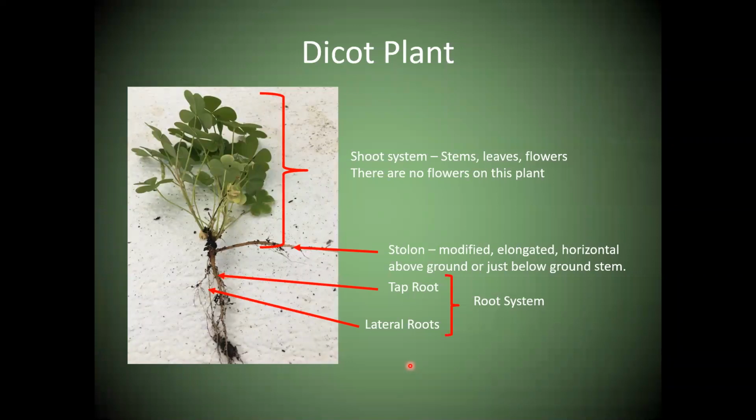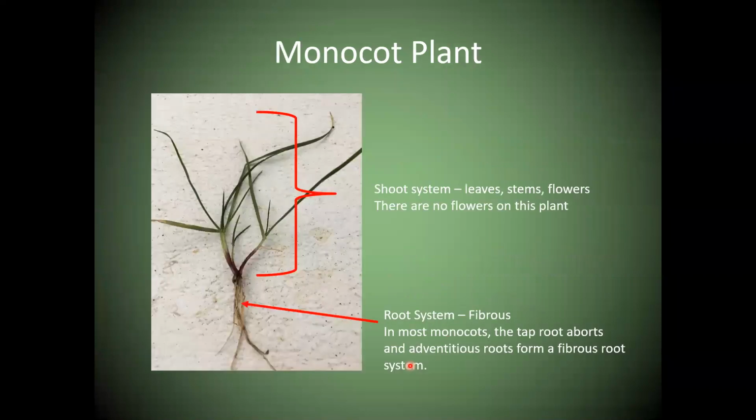And then, of course, remember stolon, those are the parts of the shoot system that could be actually above ground or below ground, right? Immediately above ground or immediately below ground, right? So that's a dicot plant.